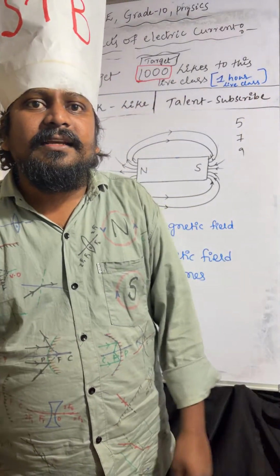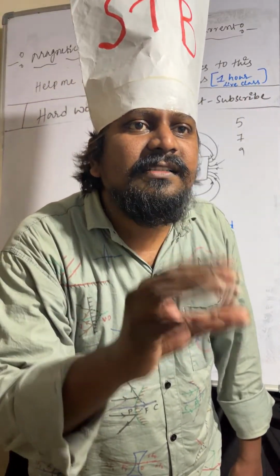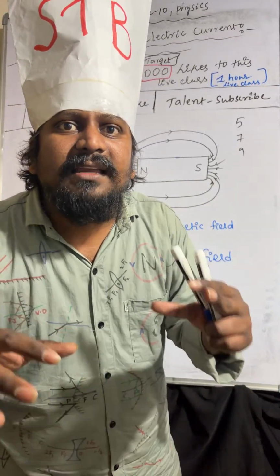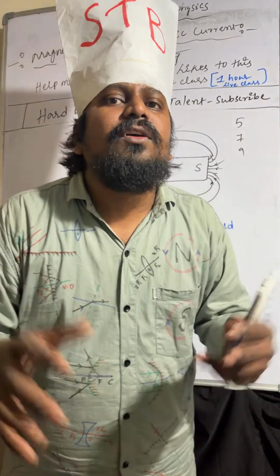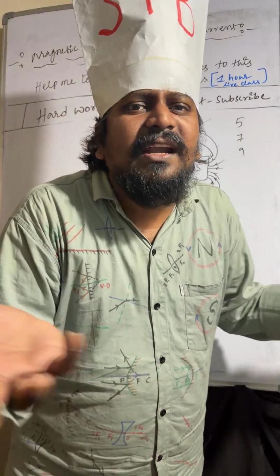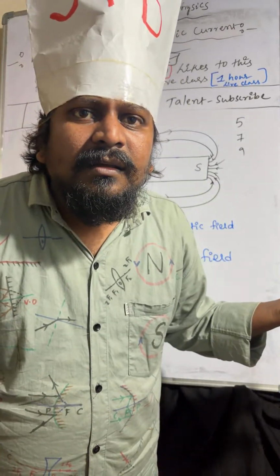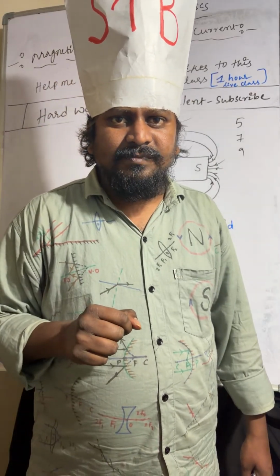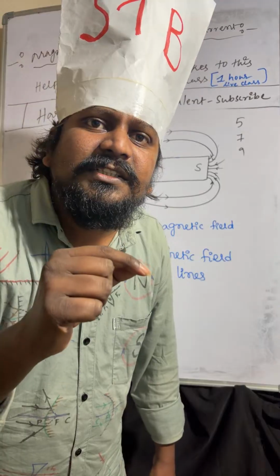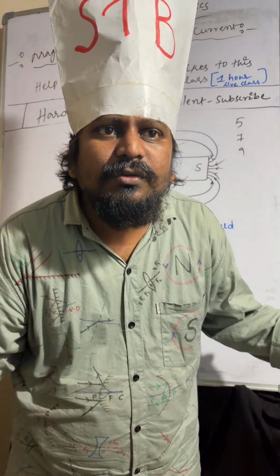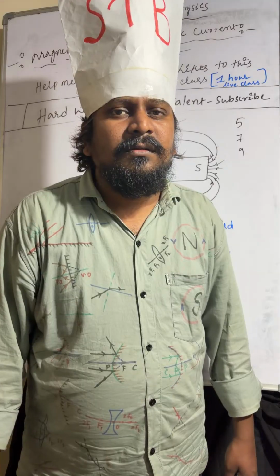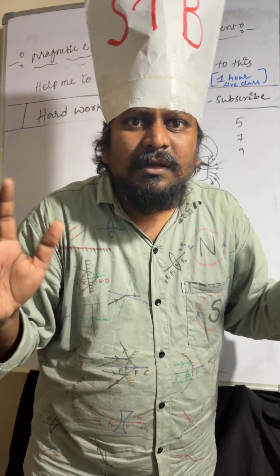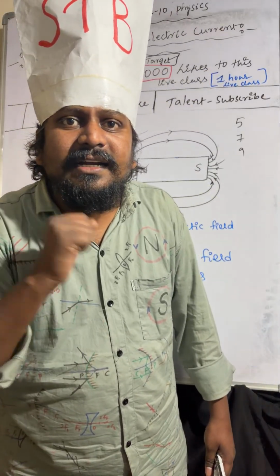Never intersect. Sir, if these magnetic field lines intersect, what happens? At the point of intersection, a compass should show two directions. Is it possible? The compass will not show two directions at a time.